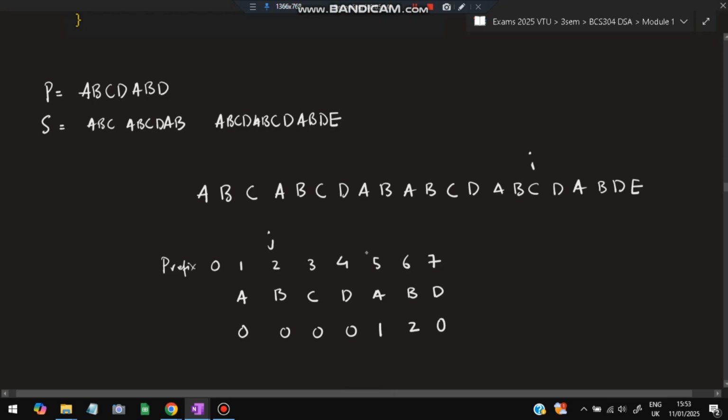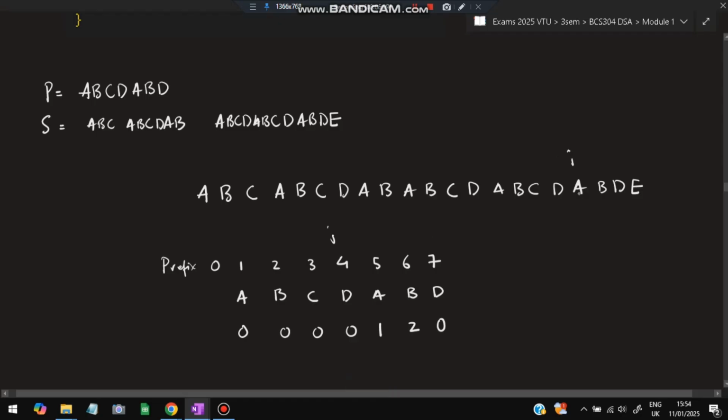Again, we'll compare. J plus 1 is C and I value is also C. So we'll be incrementing both of them. We'll be incrementing I also from here. Now again, I is pointing to D and J plus 1 is also pointing to D. So we'll be incrementing both of them. We'll be taking J here and we'll be taking I here.